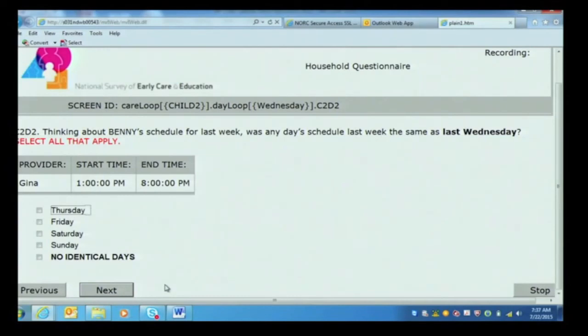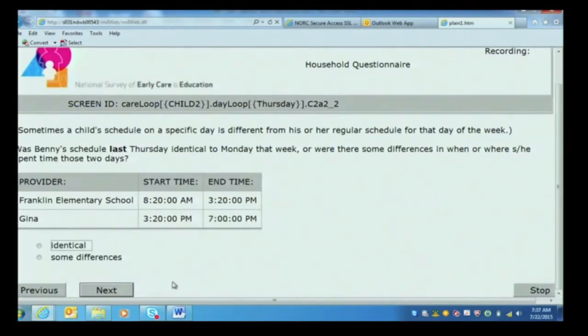Okay, so thinking about Benny's schedule last week, was there a day that was the same as last Wednesday? No, there were no days similar to Wednesday. I wonder if they didn't have school on Wednesday.